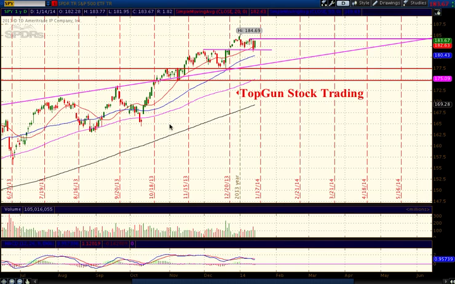Now I have four shown here, although the 100 is a moving average I rarely use. I just have it up there for my own case study on how much the 100-day or 100 period moving average offers support and resistance. But basically the 20, 50, and the 200, you can throw in the 100 if you'd like.